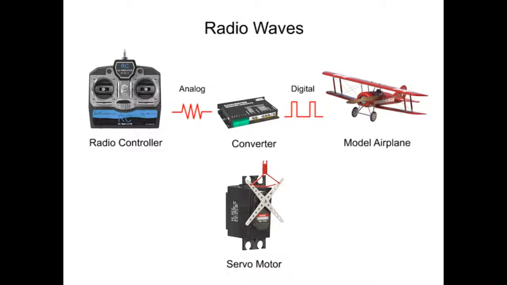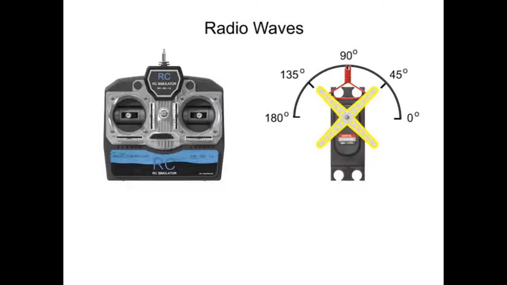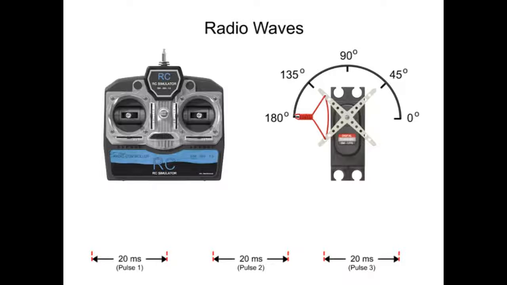Let's look at the operation of a servo motor in more detail. The horn of a servo motor can be activated to hold certain positions. This position is set by the length of a radio pulse arriving from the radio controller. The servo expects to receive a converted digital pulse roughly every 20 milliseconds. This train of pulses instructs the servo motor to hold its position. It is the pulse duration repeating at regular intervals that tells the servo where to turn.